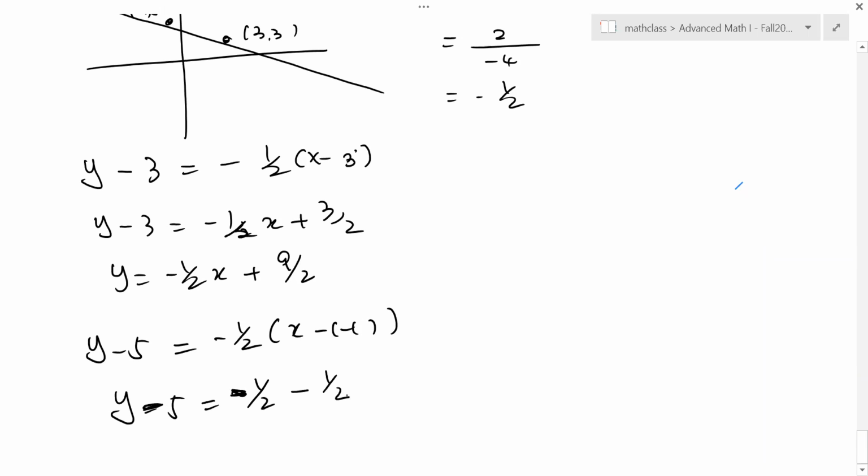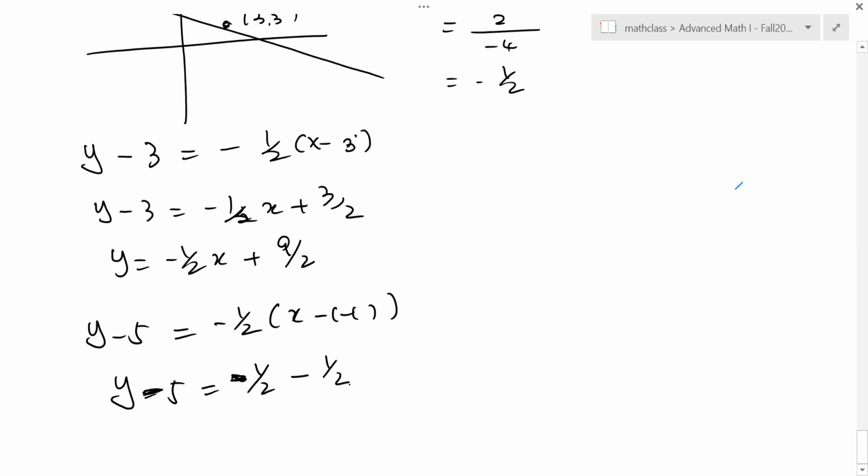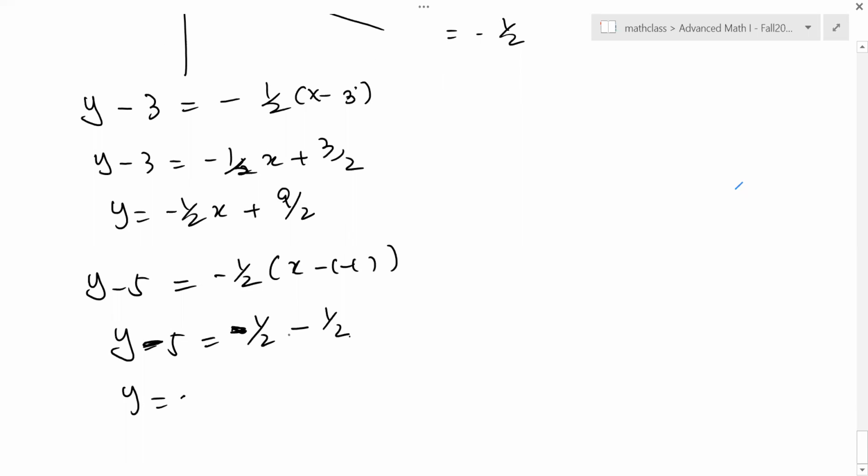Minus 1/2. Okay, so now you will get negative 1/2 x plus 5 minus 1/2. 5 minus 1/2 is going to be 9 over 2, and we get exactly the same answer.